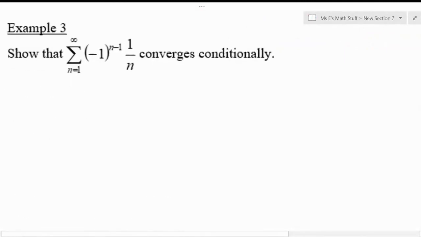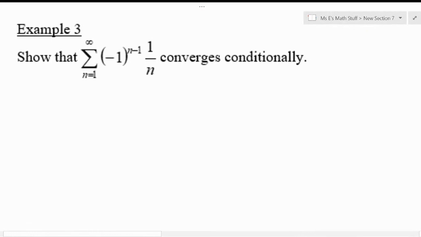All right, so let's take a look at example 3. Let's show that the sum as n goes from 1 to infinity of negative 1 to the n minus 1 times 1 over n. Let's show that that one converges conditionally. All right, see how it goes? Check in with me in the next video.